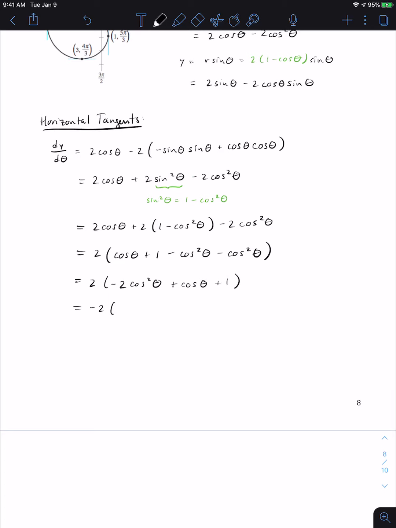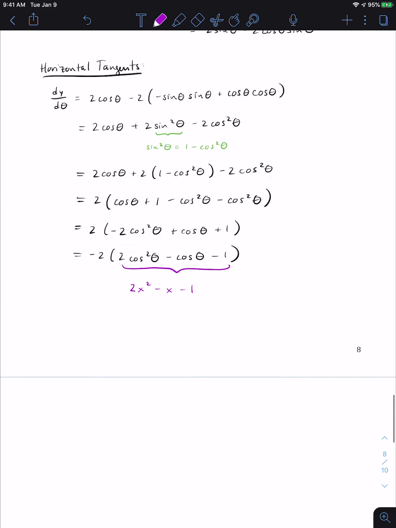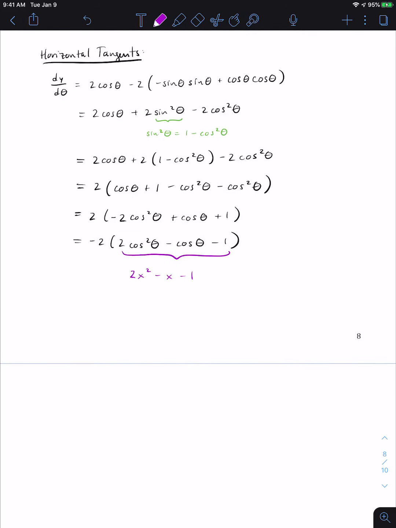I factored out the negative. So 2 cosine squared theta minus cosine of theta minus 1. Okay, that looks better. So now this behaves like 2x squared minus x minus 1, right? If I made a u substitution, or maybe an x substitution, with cosine equals x. So how would I factor this if it looked like this? Well, I could factor this as 2x plus 1 times x minus 1, right? That's how that polynomial would factor.